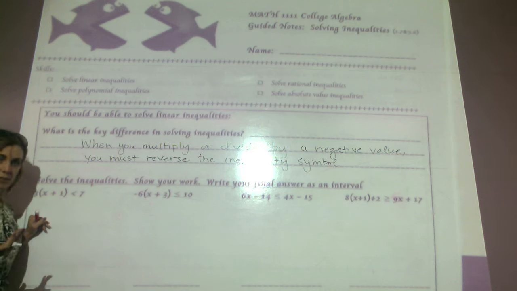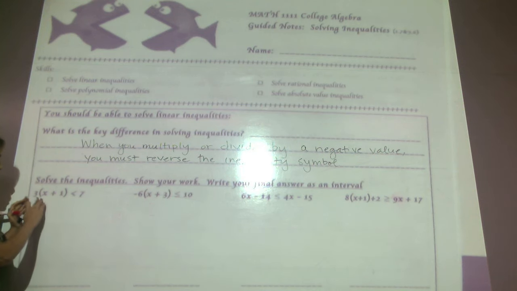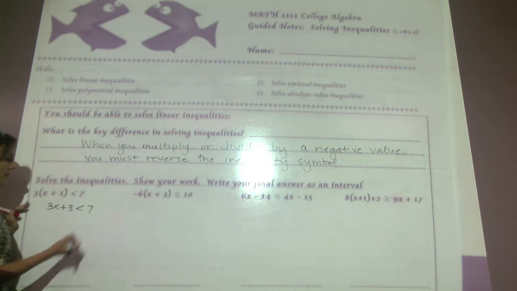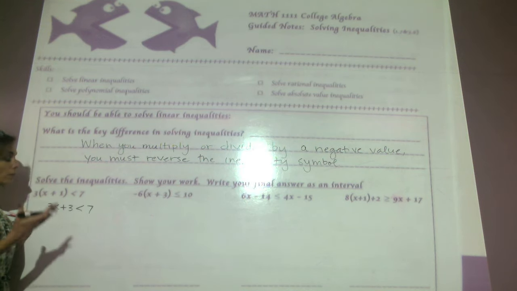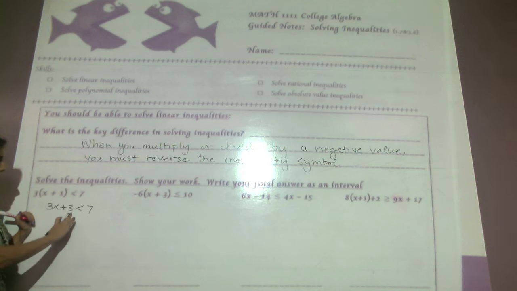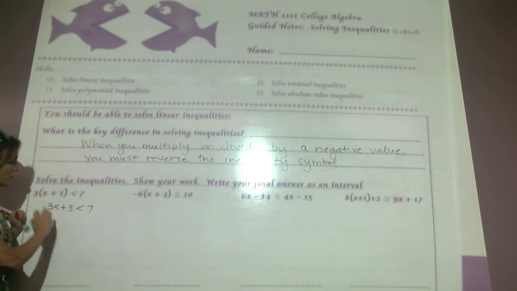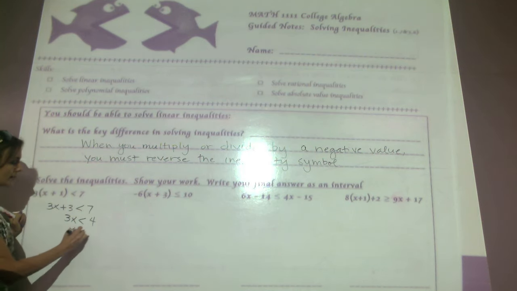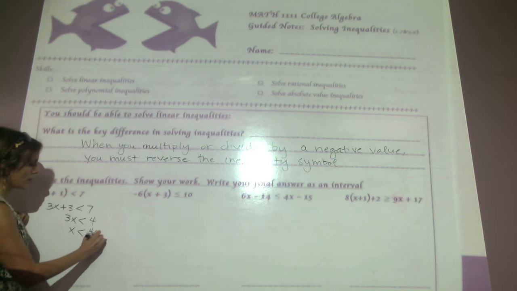If you saw this in an equation, what would you do first? You would distribute, so let's do that. 3x plus 3 less than 7. All right, now let's isolate this x. We need to first get rid of the constant 3 and then the coefficient 3. So subtract 3, 3x is less than 4, and then divide by 3, x is less than 4/3.